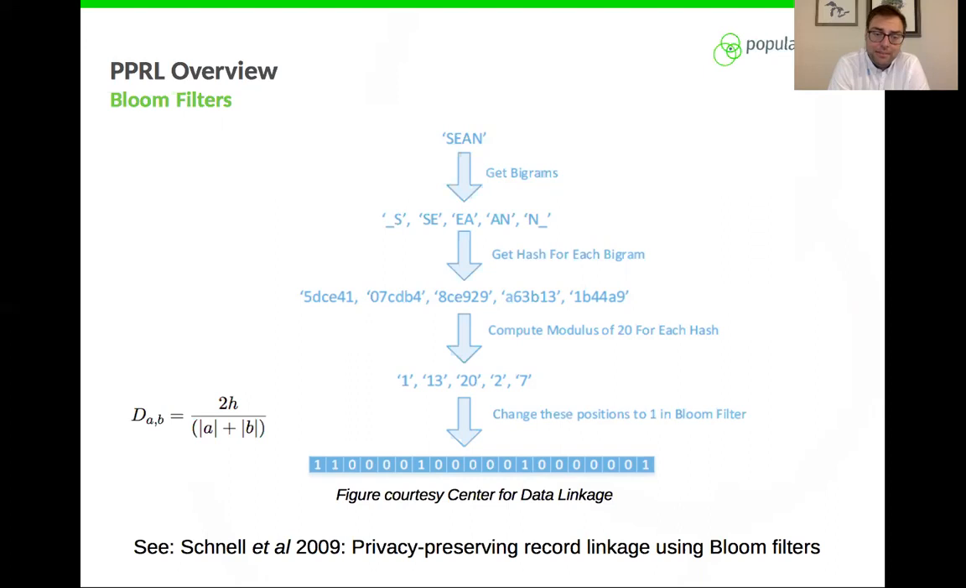And you can compute the difference between two Bloom filters using something like a dice coefficient, which is what we use here, which just compares the number of similar bits in the Bloom filters divided by the total number of bits. So we use a dice coefficient as a measure of string similarity as an alternative to, say, a Jaro-Winkler comparison that we would use in a clear text linkage.